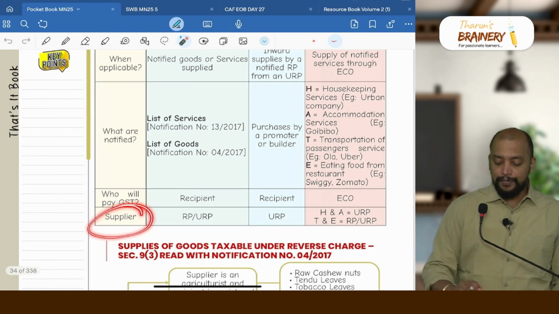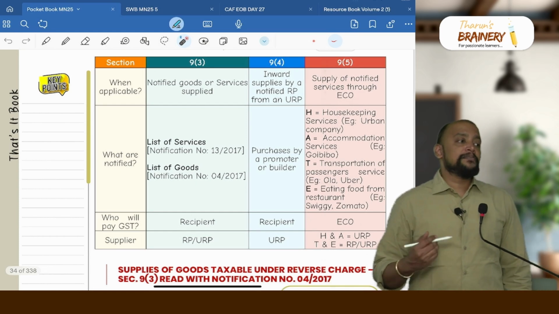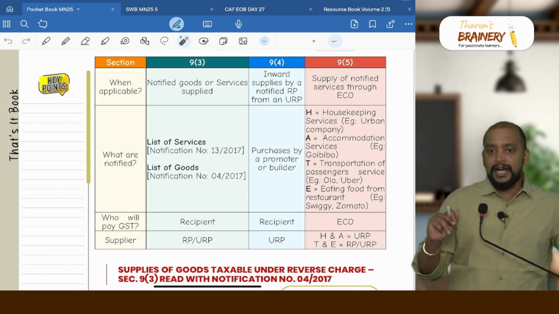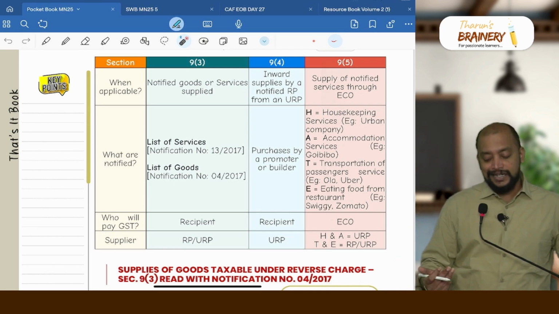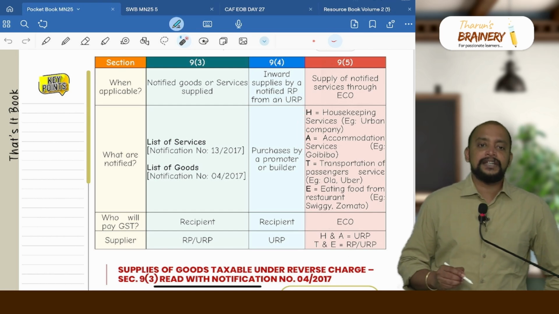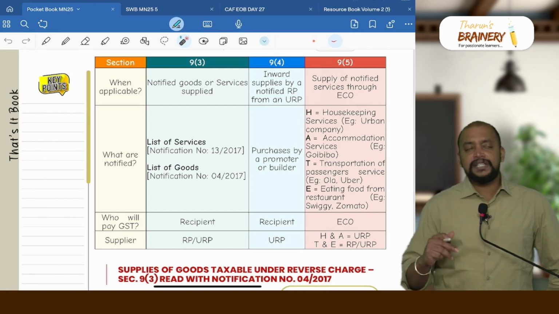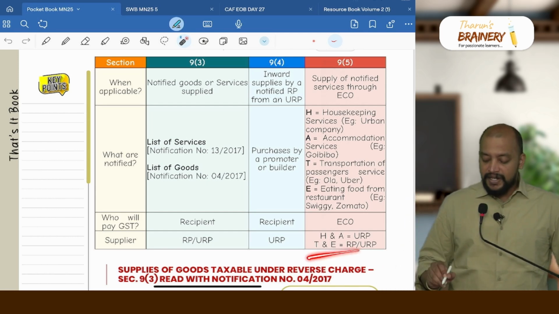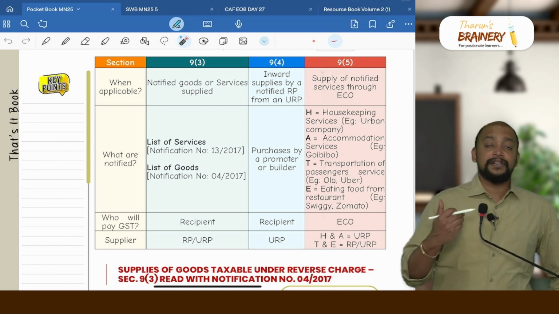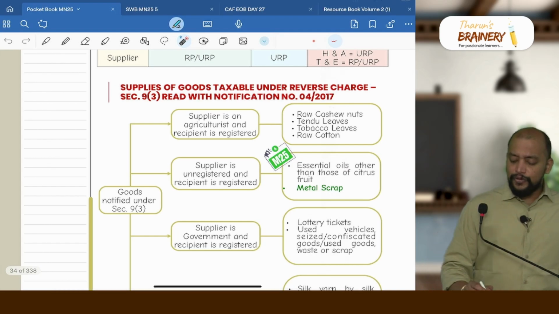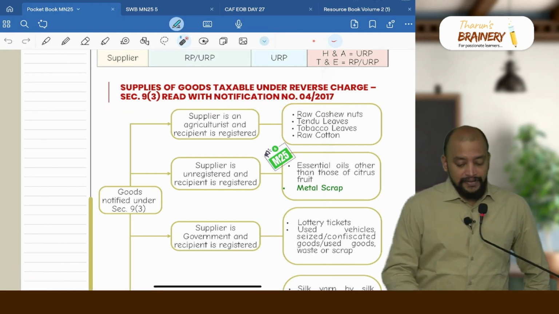Then how should the supplier be? In case of 9(3) the supplier may or may not be registered. In case of 9(4) the supplier should be unregistered, then only it will come under RCM. In 9(5), in case of housekeeping service and accommodation service, the first two cases, the supplier should be registered. If the supplier is registered, it is not at all notified for 9(5), and the supplier only will pay GST. Whereas in the next two cases, T and E, the liability to pay GST is on the e-commerce operator whether the supplier is registered or unregistered.